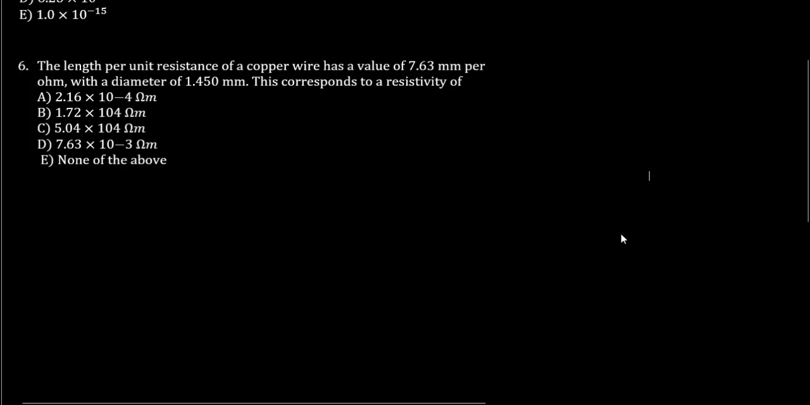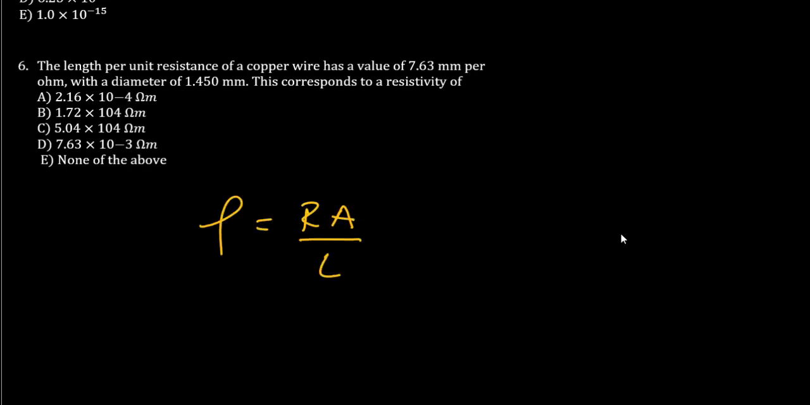So question 6 reads, the length per unit resistance of a copper wire has value 7.6 millimeters per ohm with a diameter of 1.45 millimeters. This corresponds to a resistivity of. Now the resistivity of a material rho is given by the resistance times the cross-sectional area of the material divided by the length of the wire.